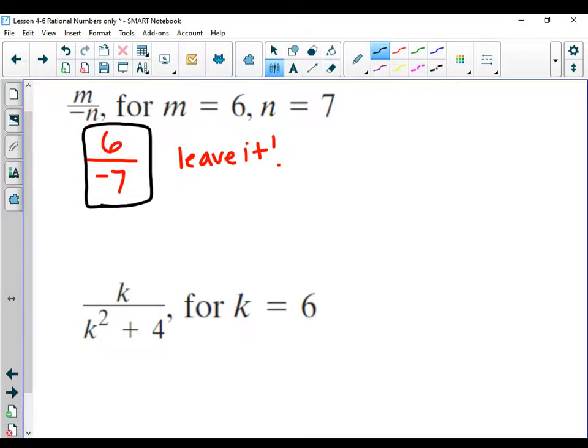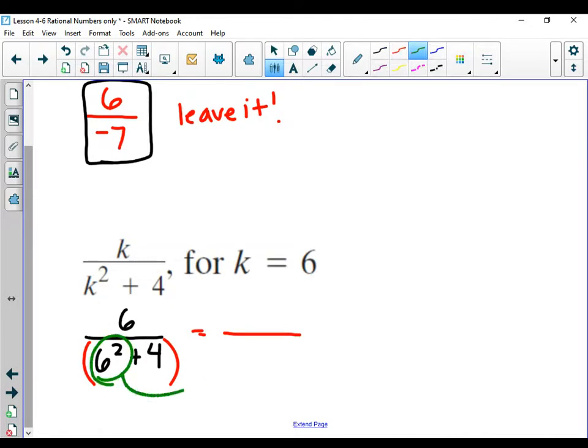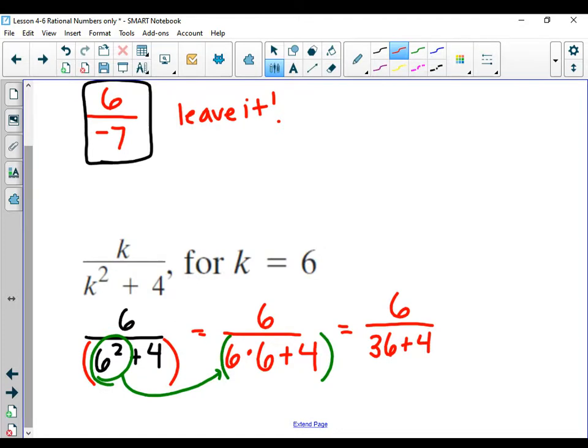Oh boy, there's exponents in here. Who said it was okay to add exponents? Start with the bottom. Expand this out. 6 times 6 plus 4. Stay on the bottom. Stay on the bottom.